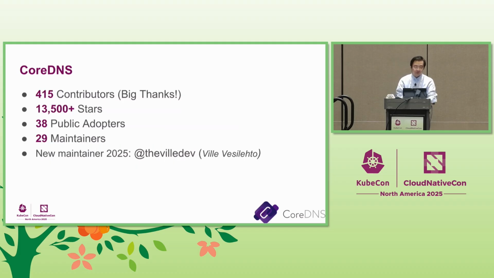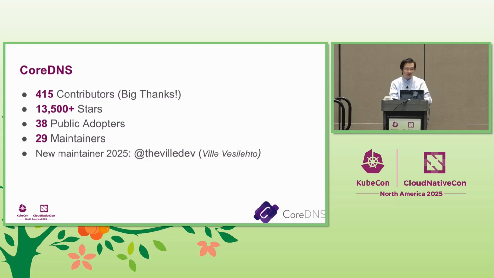CoreDNS has been a growing community. As of right now, we have more than 400 contributors. On GitHub, we have 13,000 stars, and it's growing. We have 38 public adopters. That means many institutions are willing to share their name with CoreDNS and put their name on the project page. By the way, as I mentioned, CoreDNS is a totally community-driven project, so they just add their name to this project. There's no commercial interest conflict or anything. I just want to make sure everyone understands that.